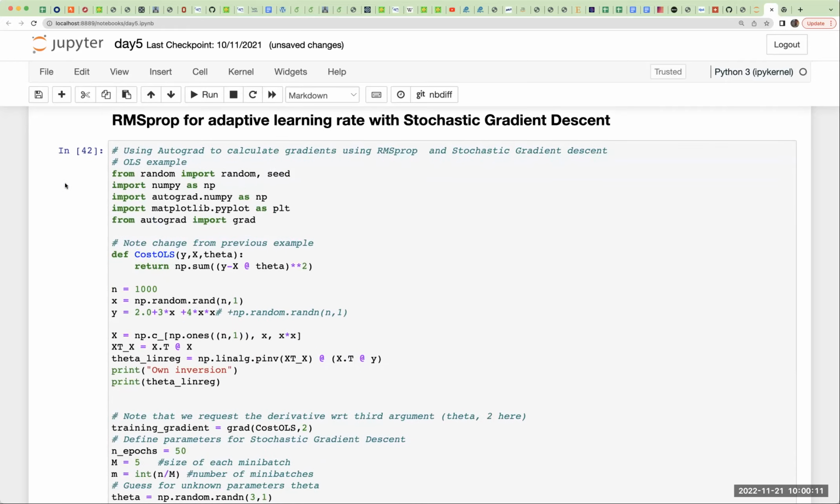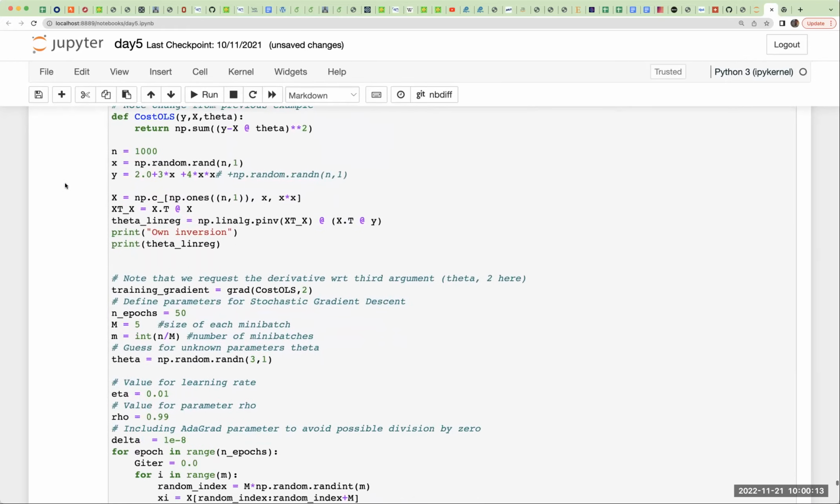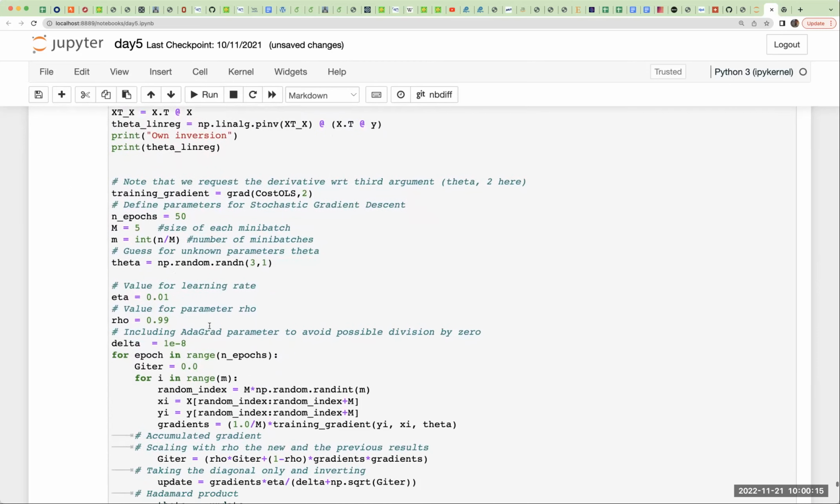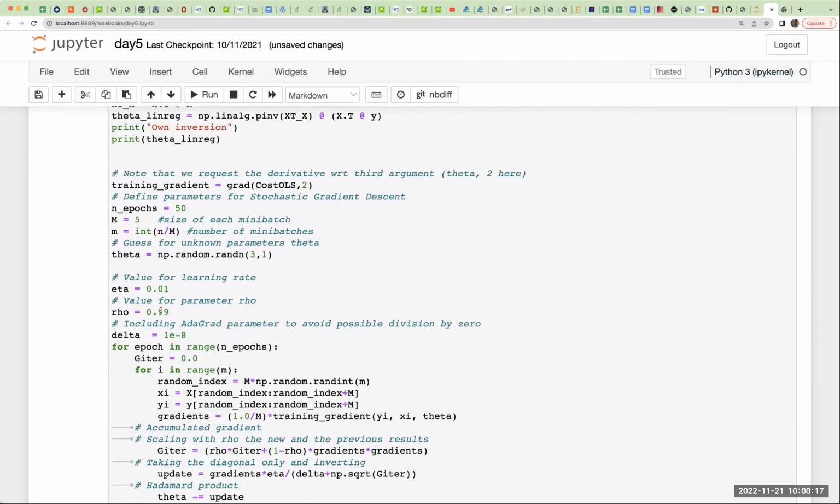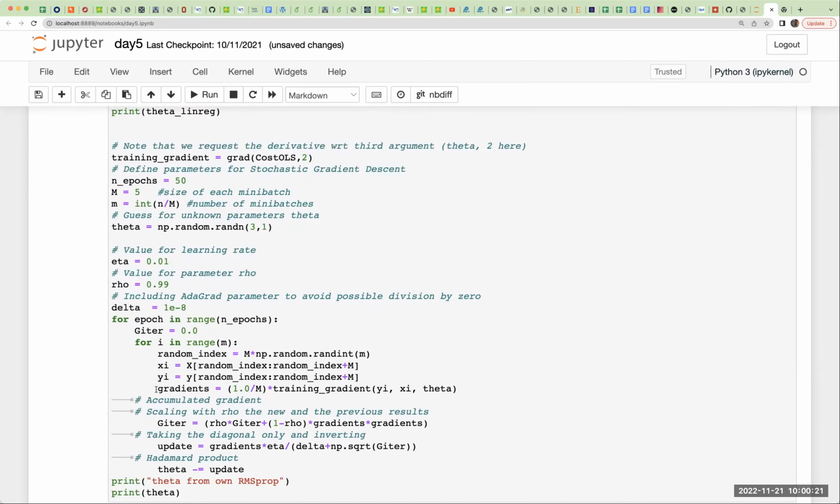Then we have root mean square propagation. And for the root mean square propagation, we are actually baking in some kind of knowledge about the previous iteration. So again, we calculate the gradients. We now have an accumulated gradient, but one which is scaled with the previous results. So we have a parameter rho, which I put to 0.99.